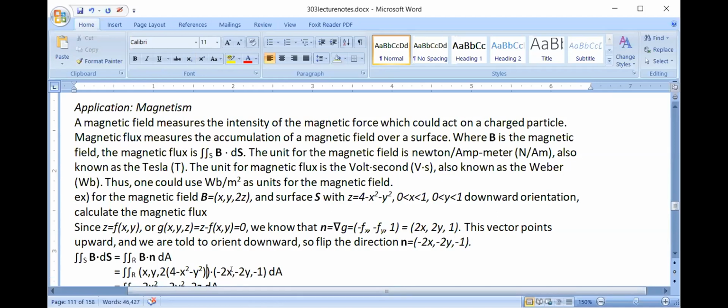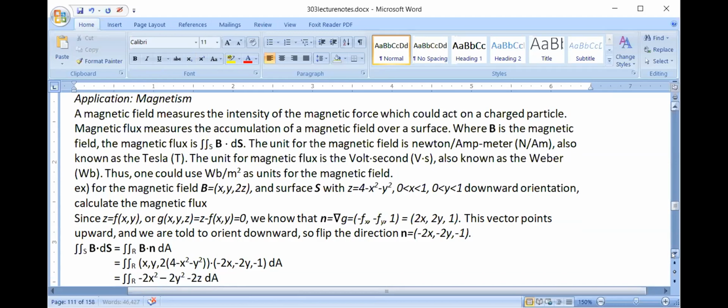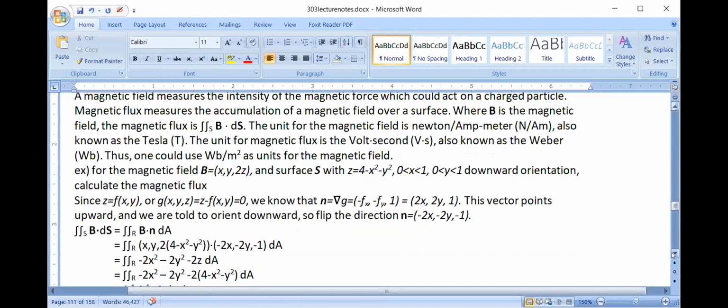Dot our normal vector, properly oriented as requested, negative 2x, negative 2y, negative 1. So taking the dot product and simplifying, you get this. I converted the z; you can either convert the z in the beginning or the end. Probably should really do it in the beginning.